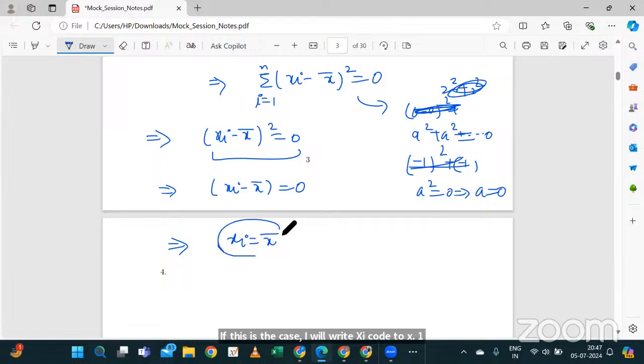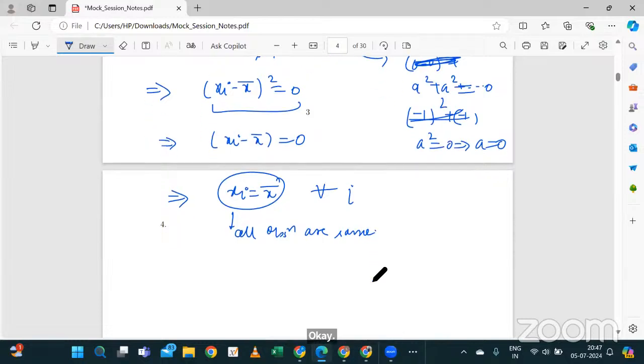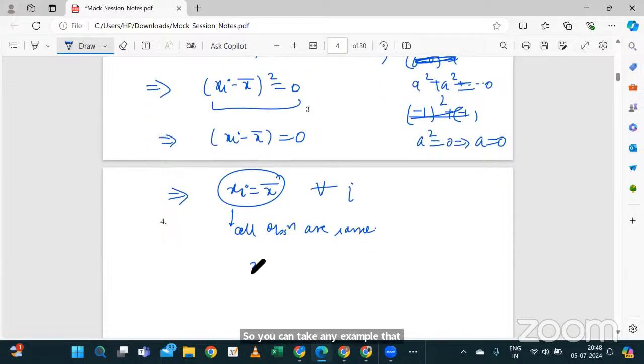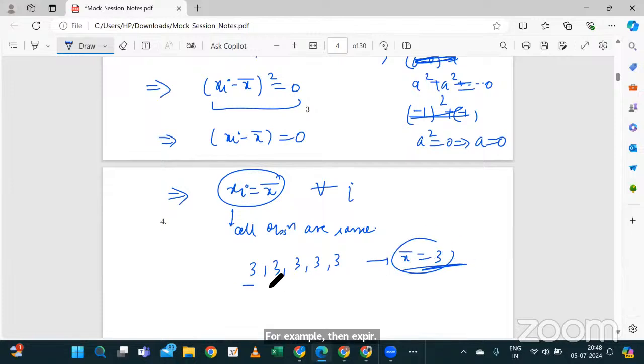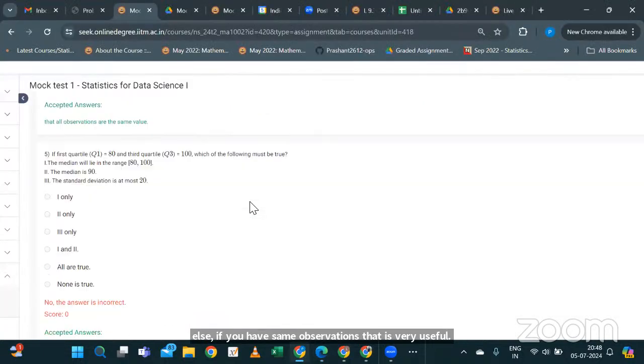When is this possible? When all observations are the same. You can take any example, let's say you have 3, 3, 3, 3. Then x bar will be 3. In this case the mean is the same as each observation. So if you have the same observations, the variance will be 0. Right. This is clear to all of you, right?